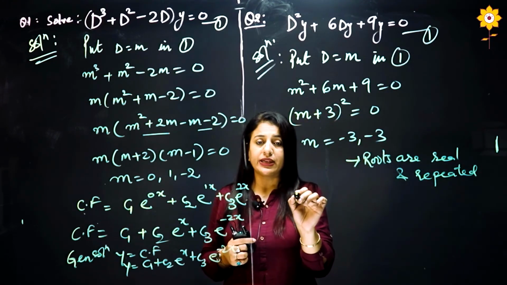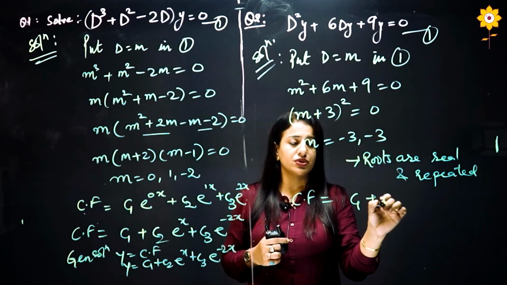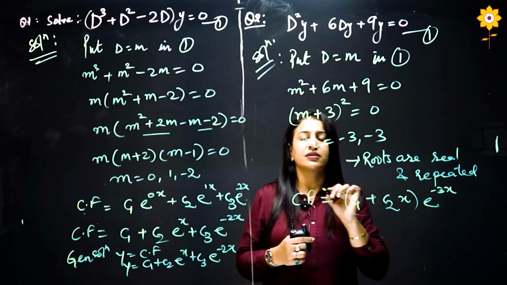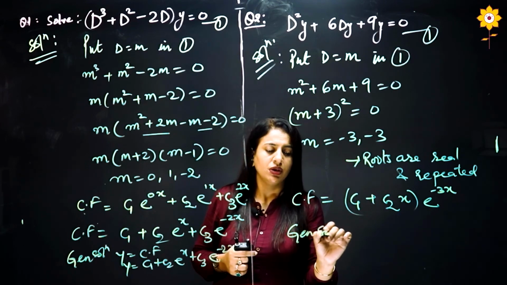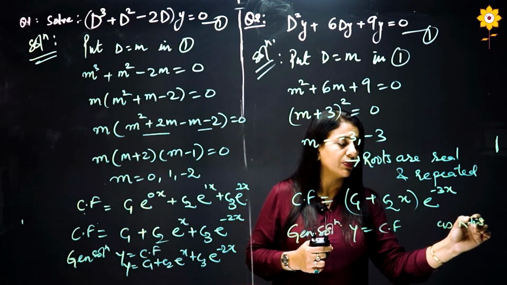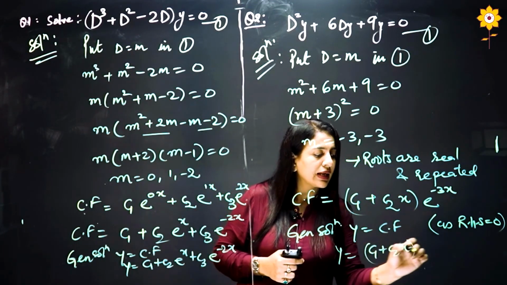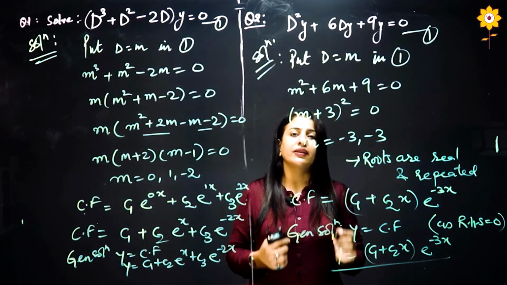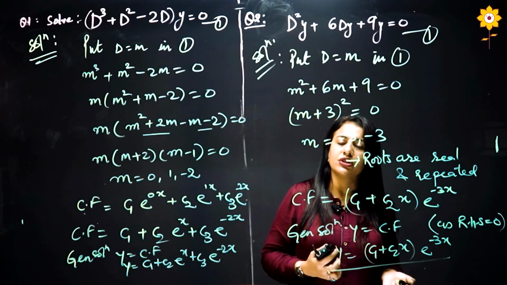So let me find the complementary function. For the first value I'll take C1, for the second we will introduce a new constant with x, and e raised to mx means e raised to minus 3x. So we are done with the complementary function. Let us find the general solution. The general solution would be y equals CF, as the right hand side is 0, so there is no PI. So y equals c1 plus c2x, e raised to minus 3x, would be the general solution of the given problem. In this way we can solve problems based on linear differential equations with constant coefficients.